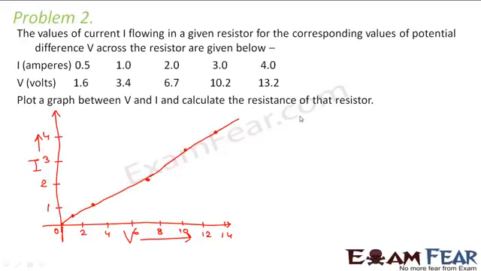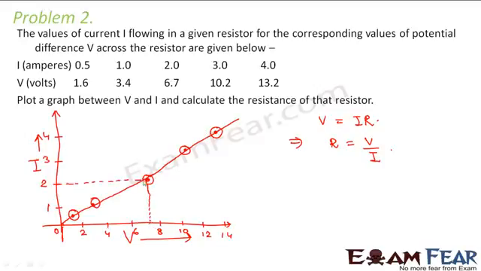Now you have to calculate the resistance of the resistor. From Ohm's law, we know that V is equal to IR. So we can say that resistance is equal to V divided by I. So looking at this graph, you can take any of these points. There are a total of 5 points. Let us suppose I take this point.